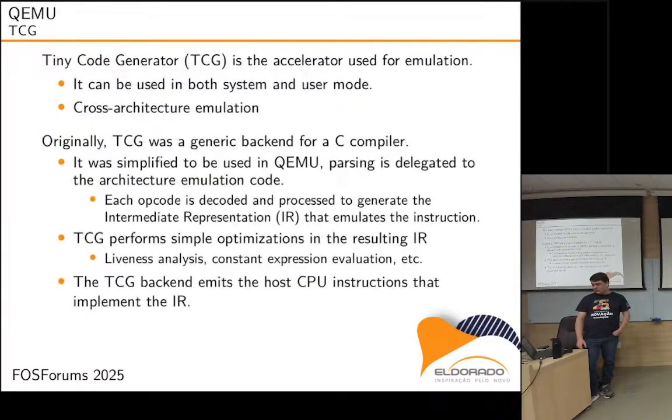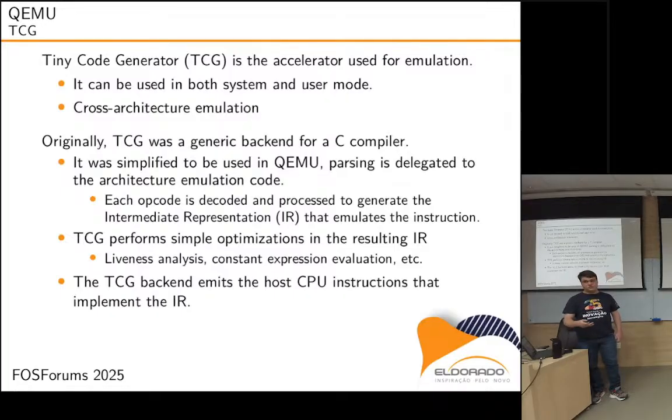So, about QEMU internals. When QEMU is emulating, it will use an accelerator called TCG, the Tiny Code Generator. It's used both in system emulation and user mode, and it's the only accelerator that allows cross-architecture emulation. So you can have an x86 machine and run a RISC-V processor. It was meant to be a C compiler backend. However, it was simplified to work inside of QEMU. The parsing part of the language was removed, and instead you have the parsing done by the target architecture.